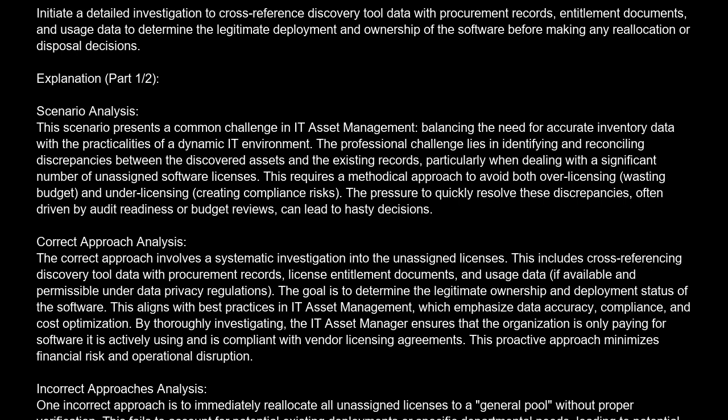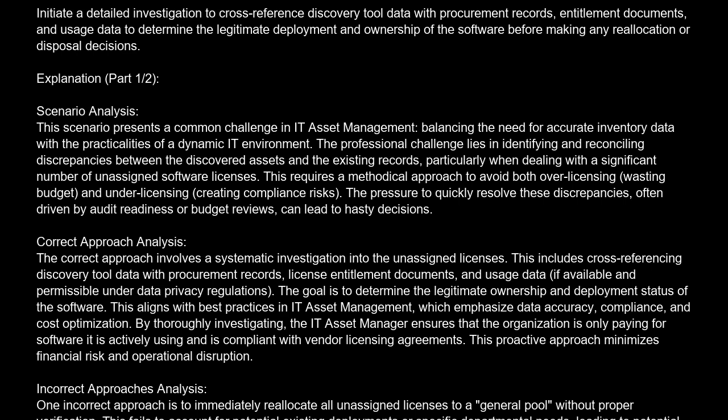Explanation. Scenario analysis. This scenario presents a common challenge in IT asset management: balancing the need for accurate inventory data with the practicalities of a dynamic IT environment. The professional challenge lies in identifying and reconciling discrepancies between the discovered assets and the existing records, particularly when dealing with a significant number of unassigned software licenses. This requires a methodical approach to avoid both over-licensing, wasting budget, and under-licensing, creating compliance risks. The pressure to quickly resolve these discrepancies, often driven by audit readiness or budget reviews, can lead to hasty decisions.